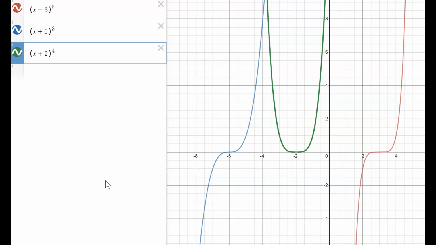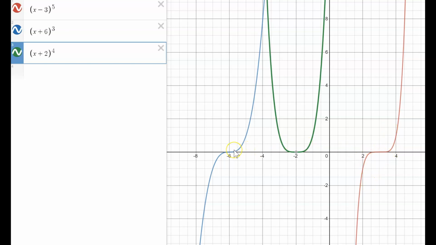Okay. So this is on Desmos. So I graphed here x minus 3 to the 5th. So that's the red one here. A y-intercept of 3. And so it is a multiplicity there. And what's happening is that the graph approaches from 2 different directions. And so it goes through.